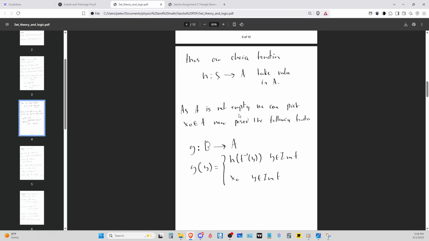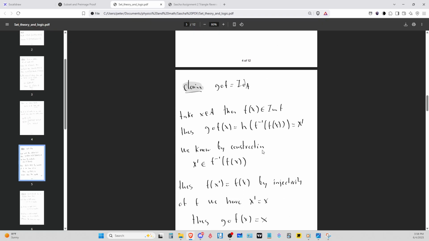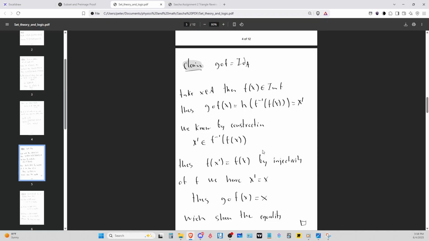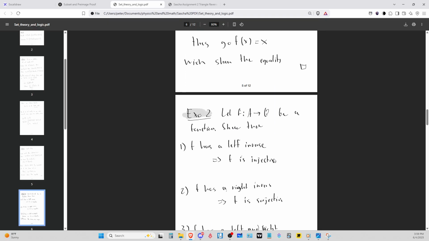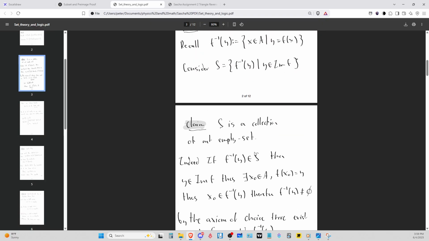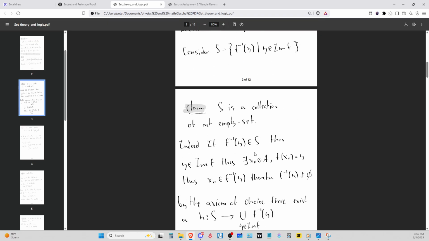as A is not empty, we can pick X, an element of A, was following the... Oh, this is pretty long. Take A, then thus by injectivity of F have thus when. Okay, so I'm guessing you're supposed to do something similar with the technique of the right inverse. That's a lot. That's a lot.